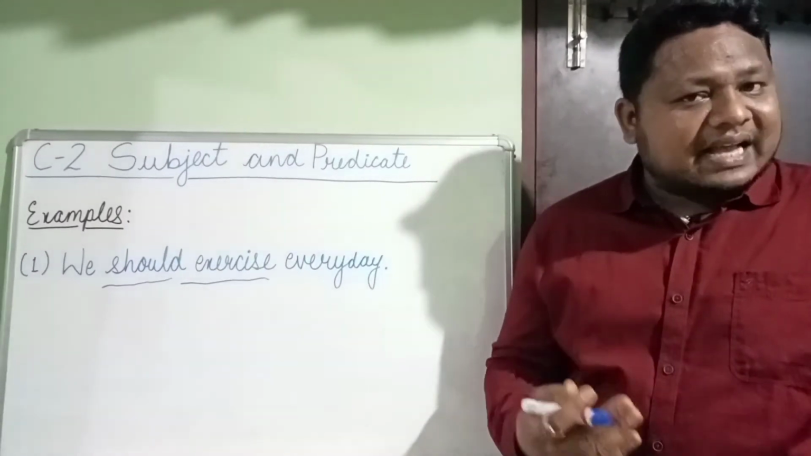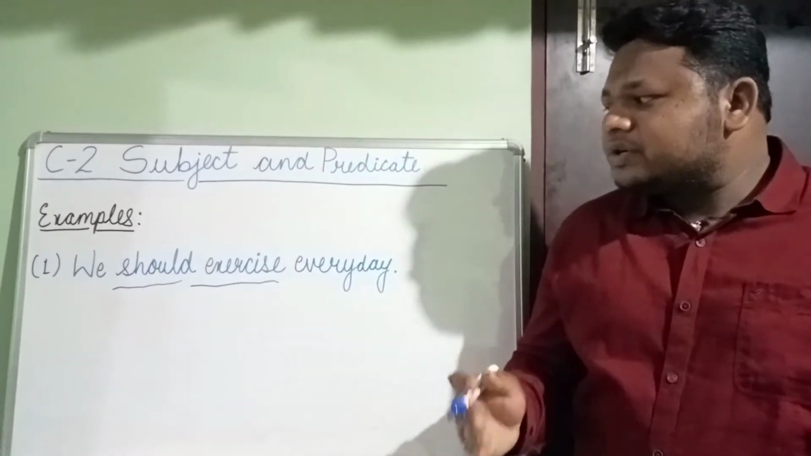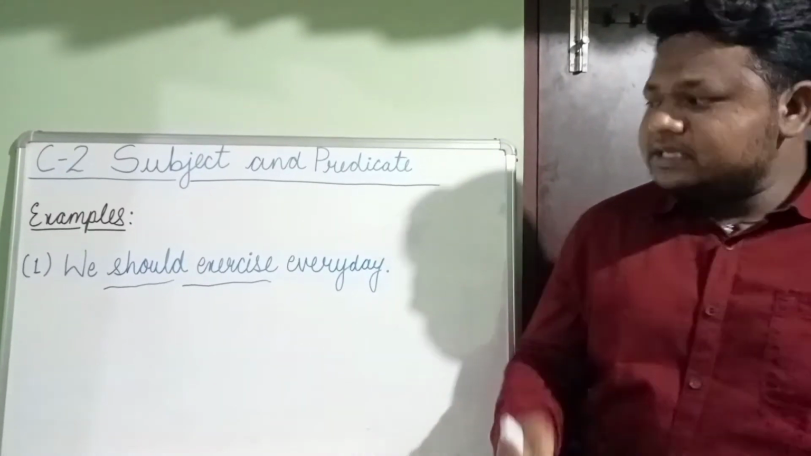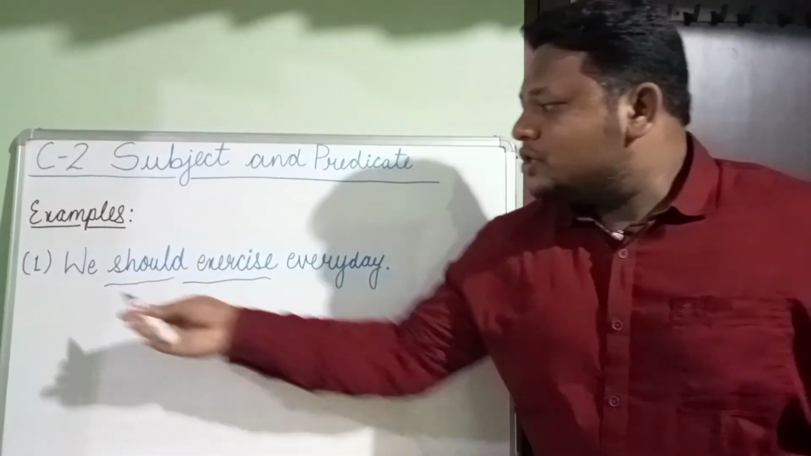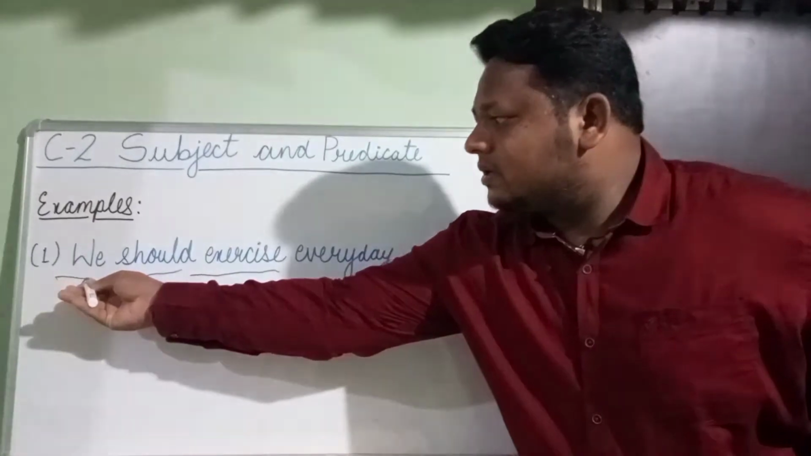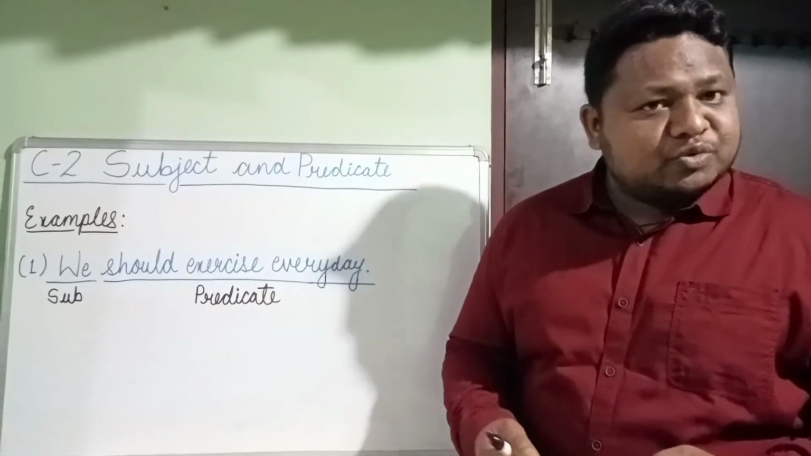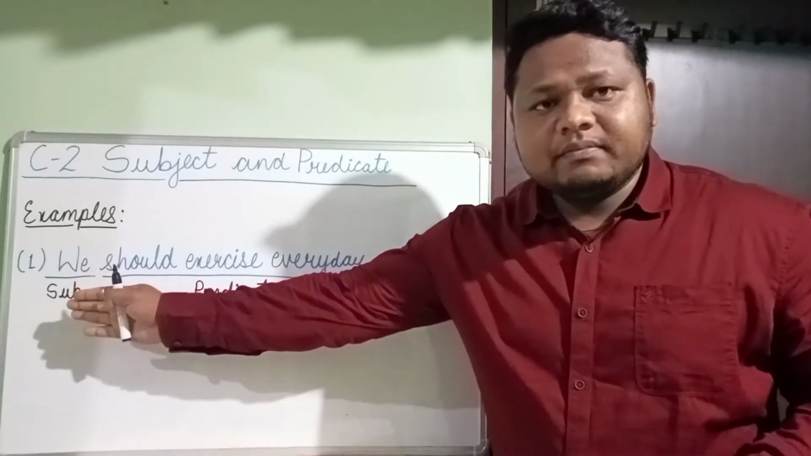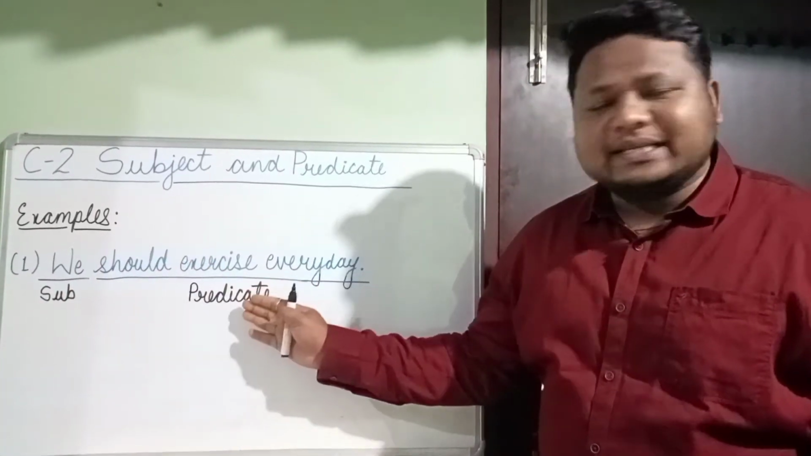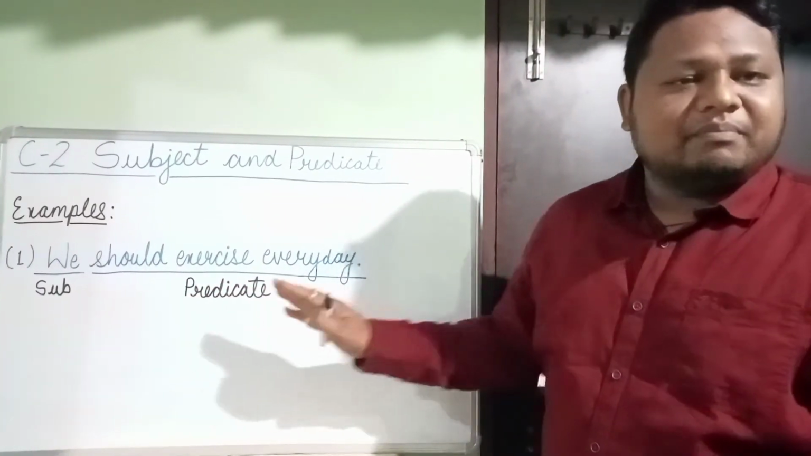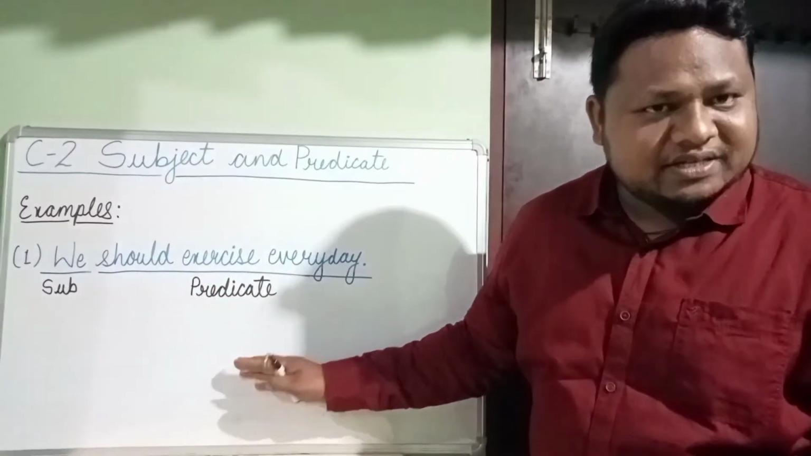Now, let us ask a question. Who should exercise every day? The answer comes: we. So we becomes our subject. Now, what is being told about the subject we? Should exercise every day. So this part of the sentence becomes our predicate.